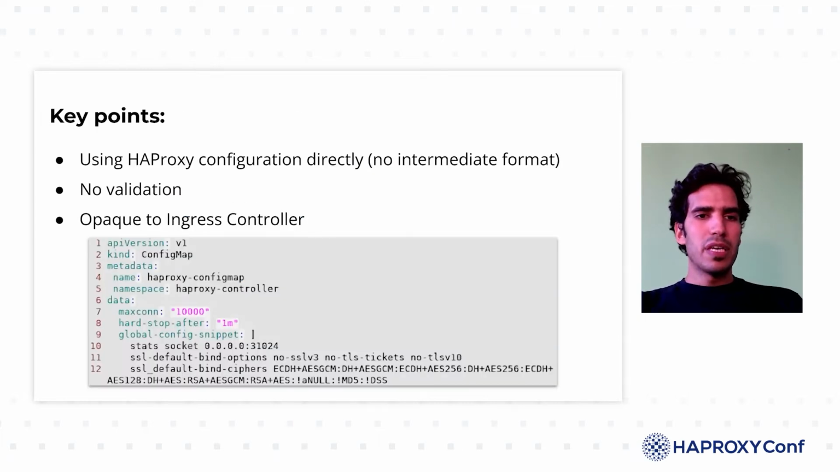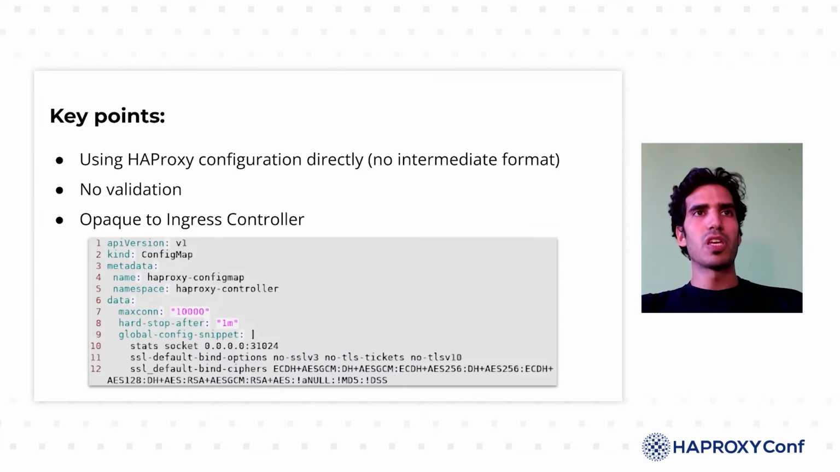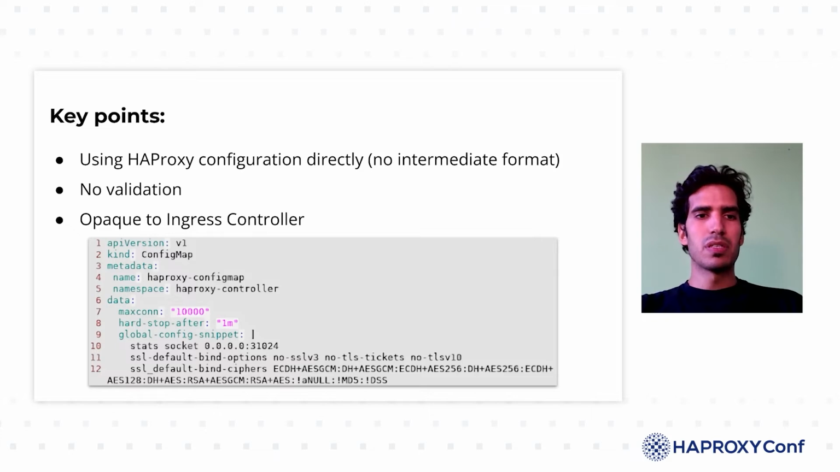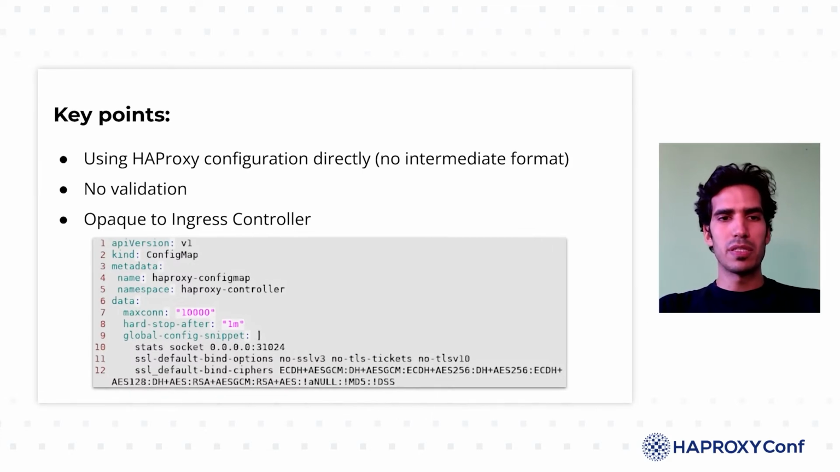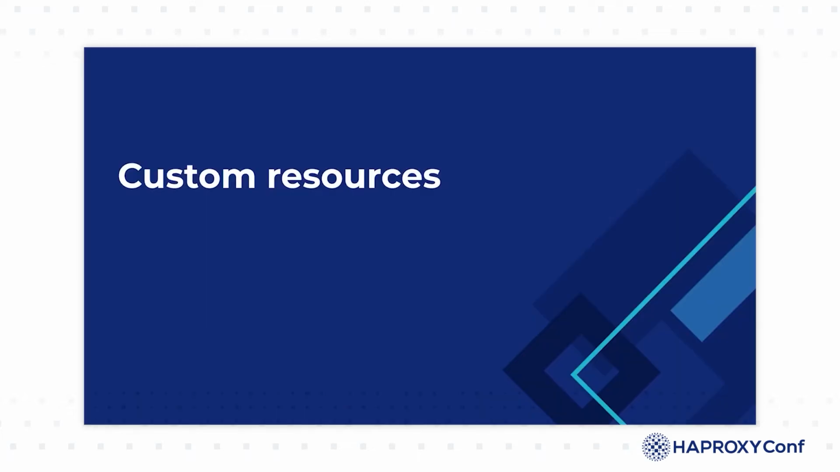To sum up, we can say that the main benefit of this type of input is that you can use raw HAProxy configuration with no intermediate format. However, this is completely opaque to the controller, which means no input validation is done, and the controller is not processing raw configuration, so it's not aware of how we are configuring HAProxy. So that's why we have thought about a different input type, which is custom resources.